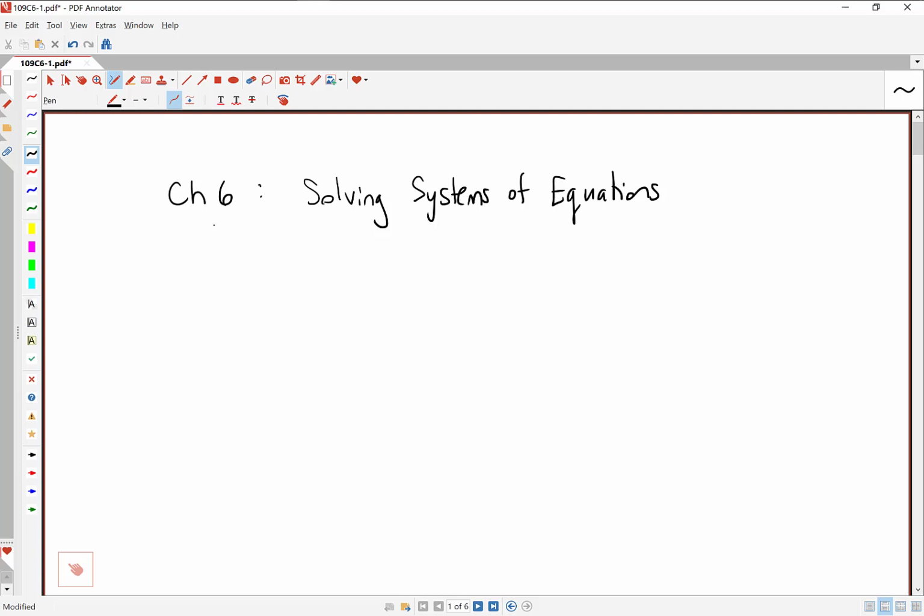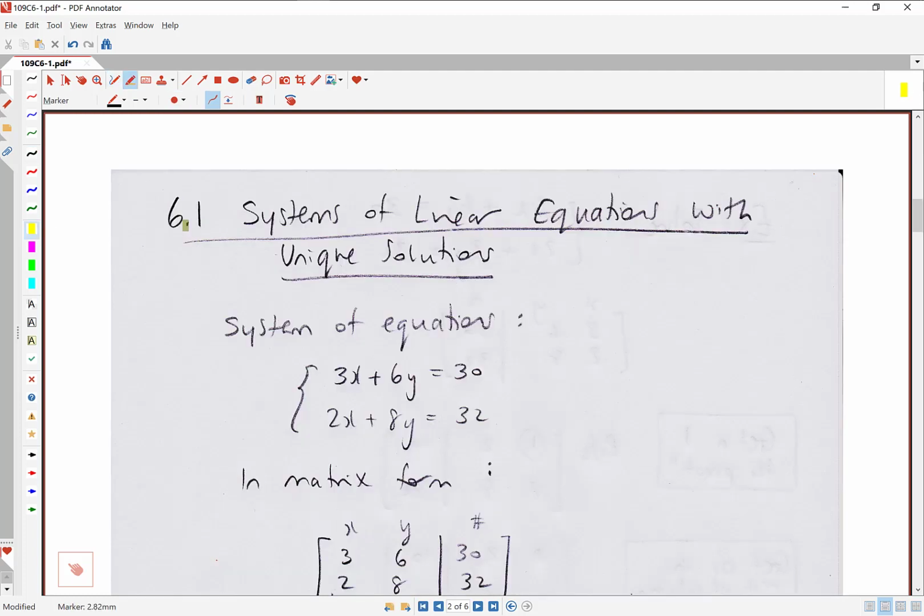In this video, we're jumping into chapter 6, and we're going to be talking about solving systems of equations. Starting off with section 6.1, we're going to be looking at systems of linear equations, or you could say systems of equations with unique solutions.